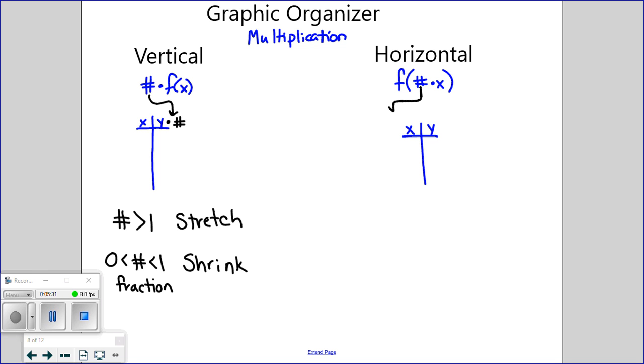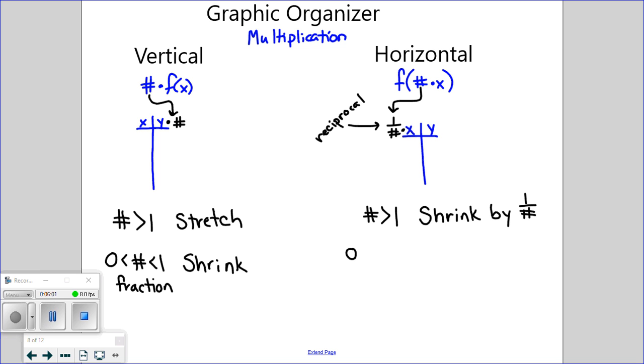Now, opposite of multiplication is division, or multiplying by its reciprocal. So whatever that number is that's inside my function, I would turn it upside down. This is to note the reciprocal. And if the number that was inside my function happened to be bigger than 1, a big number, it will actually shrink my graph by the reciprocal of that. Example, if it had been a 3 in there, it would shrink my graph by 1/3.